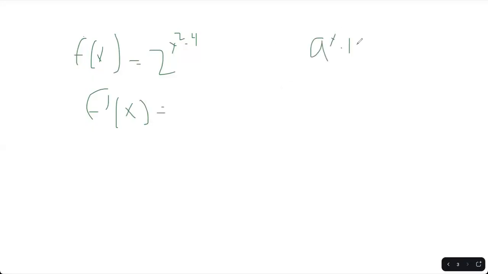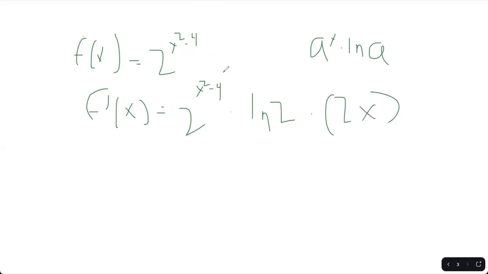So let's say we have the function f of x is equal to 2 to the power of x squared minus 4. The derivative of f of x, f prime of x, is going to be equal to, so we know the formula is a to the power of x times ln a. So we can write 2 to the power of x squared minus 4 times ln 2. But with the chain rule, remember, we have a function in the exponent, not just x, which means we also have to multiply this by the derivative of the exponent. For x squared minus 4, the derivative of x squared is 2x, and then minus 4 just becomes 0 because it's a constant.